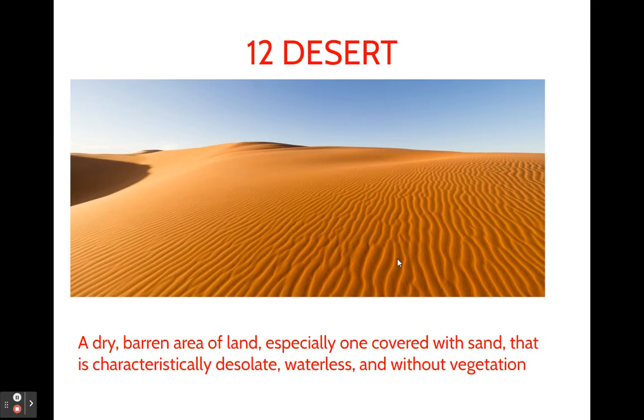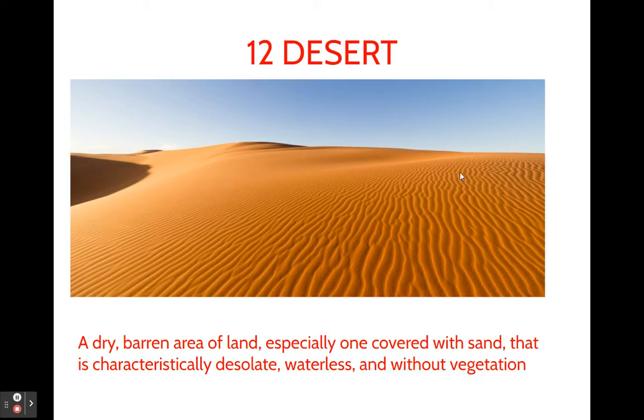12, desert. A desert is a dry, barren area of land. Barren meaning nothing's really going on there. Especially one covered with sand that is characteristically desolate. Desolate meaning that there's not a lot of life. Waterless and without vegetation. So we usually associate the Middle Eastern deserts with this, but we also have deserts in the United States.